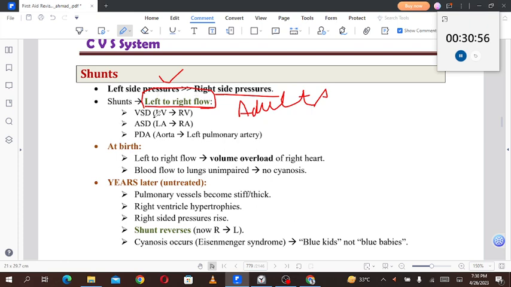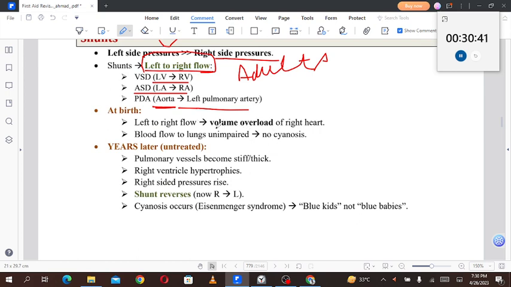The VSD is a left to right shunt from left ventricle to right ventricle, ASD from left atrium to right atrium, and patent ductus arteriosus from the aorta, which is a component of the left heart circulation, to the left pulmonary artery, which is a component of the right heart circulation. At birth, there is left to right flow, volume overload of the right heart, blood flow to the lungs is unimpaired, and there is no cyanosis.